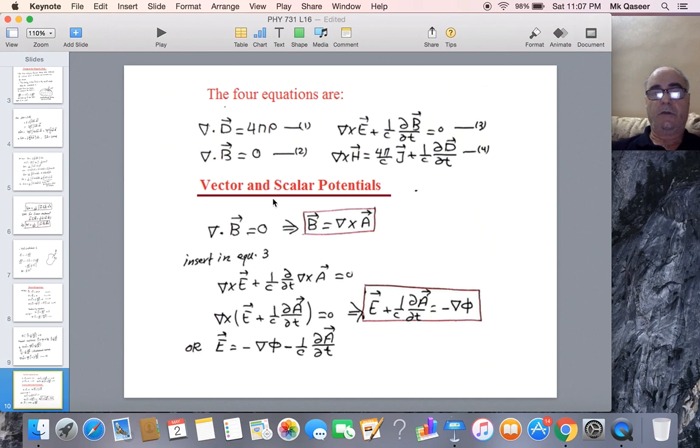Now let's talk about vector and scalar potentials. We have divergence B equals 0. It means that B equals curl of A. If we insert this in equation 3, we get curl of (E plus 1 over c ∂A/∂t) equals 0. Which means that the curl of this thing is equal to 0, so this thing must equal minus the gradient of the potential phi. Therefore, now E has another term, which is minus 1 over c ∂A/∂t.